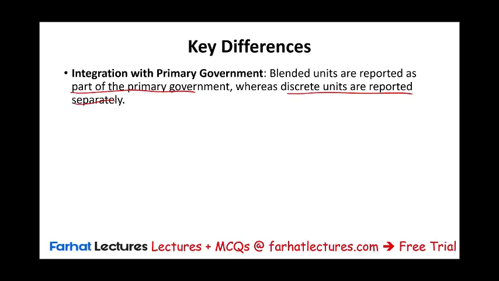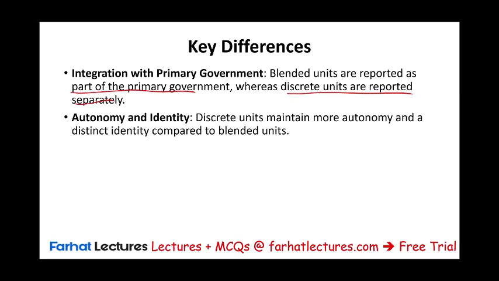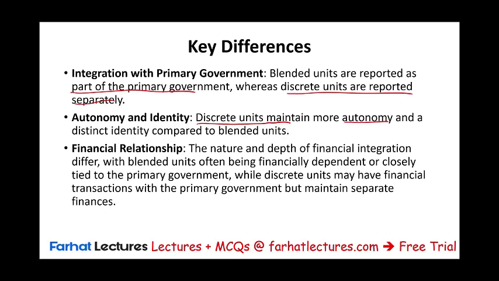The other determination is autonomy. Are they independent? Do they have their own unit? Do they have independence in their decisions? Discrete units maintain more autonomy, like the Community College of Philadelphia, versus a blended unit. Third one is the financial relationship. The nature and depth of the financial integration with the blended unit. Is the unit financially dependent or closely tied to the primary government? If that's the case, if they're closely tied, then it should be blended. While discrete units may have financial transactions with the primary government, they maintain their separate finances.